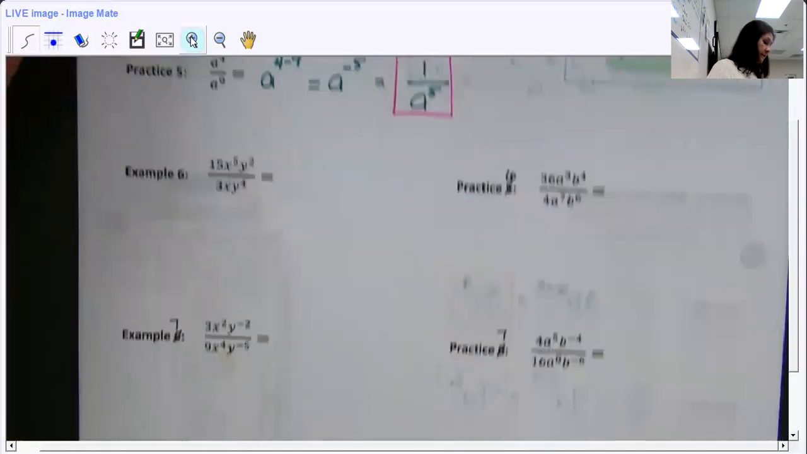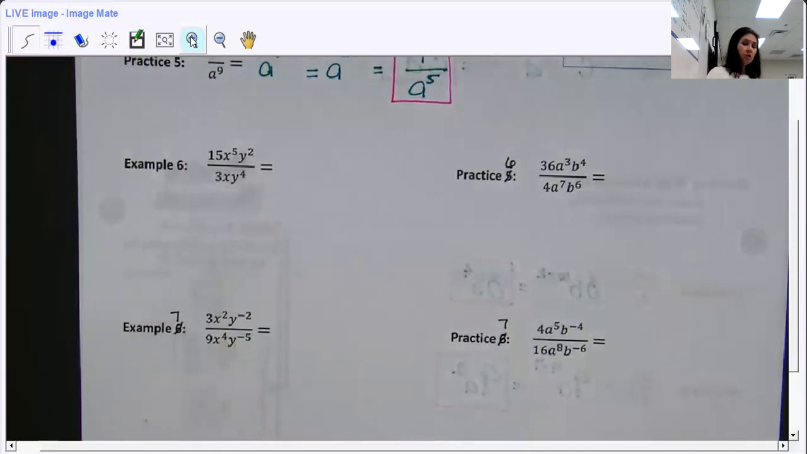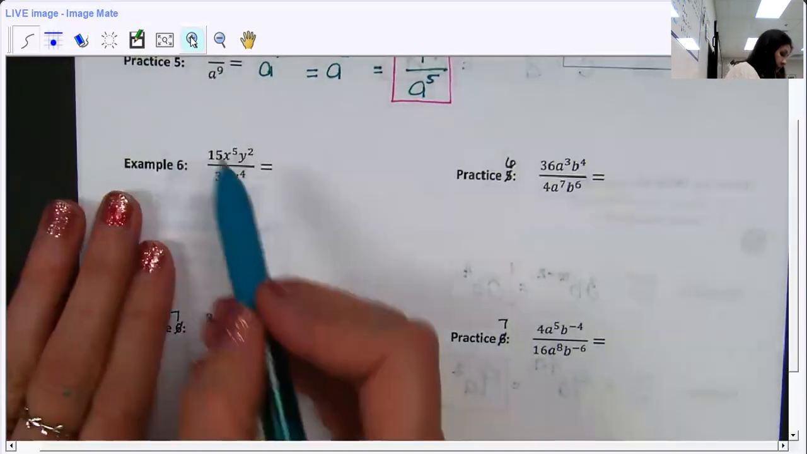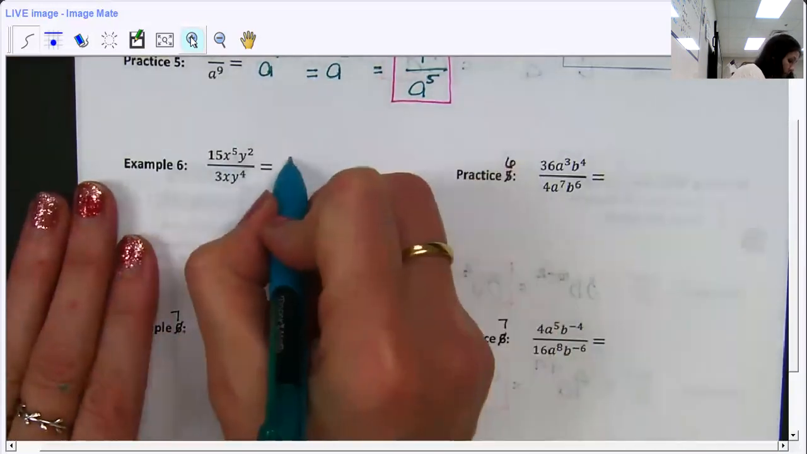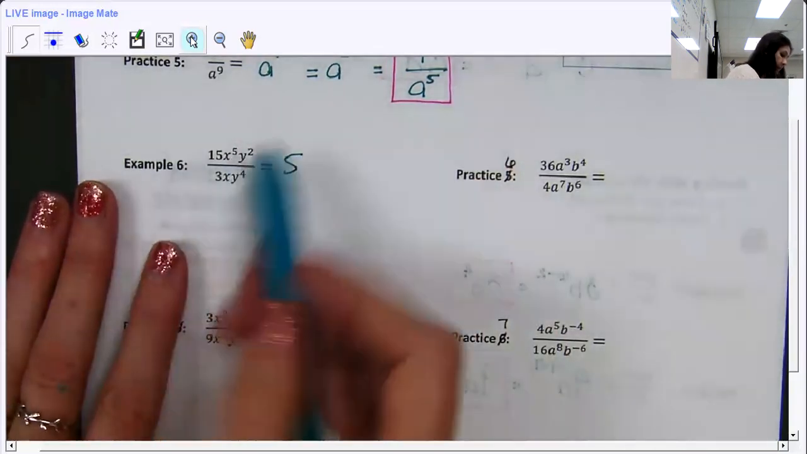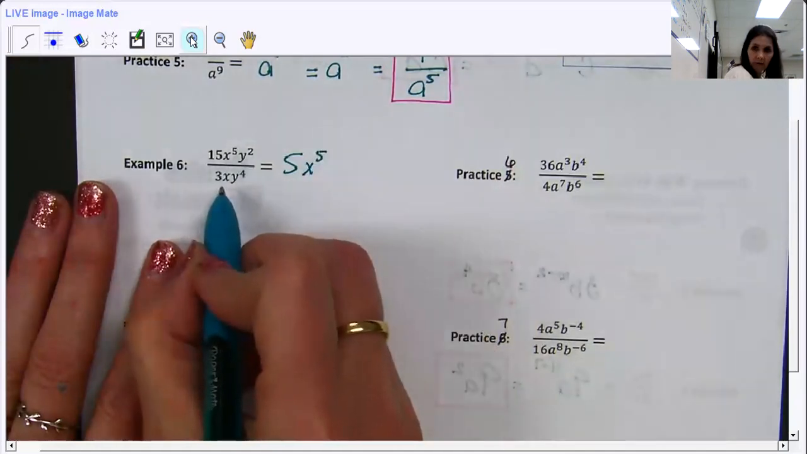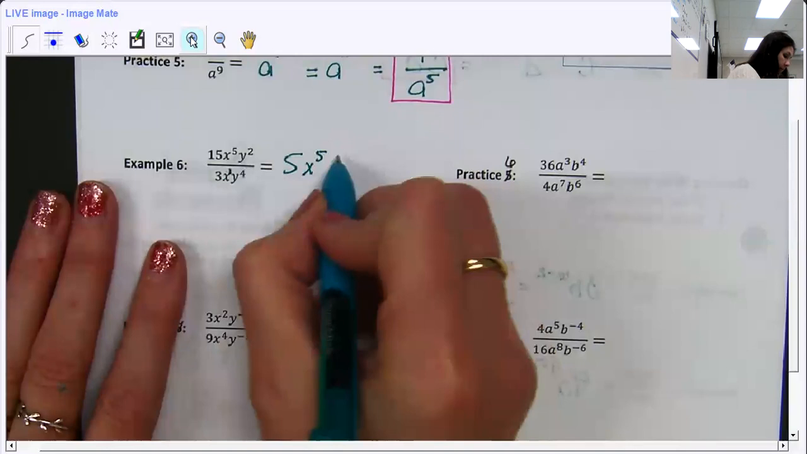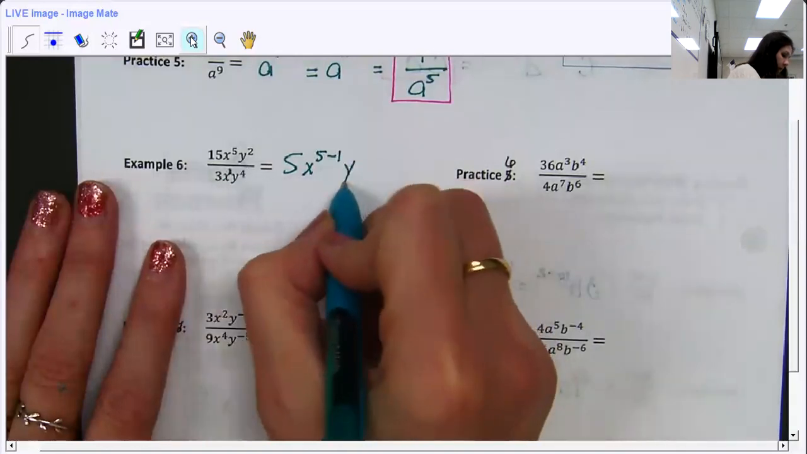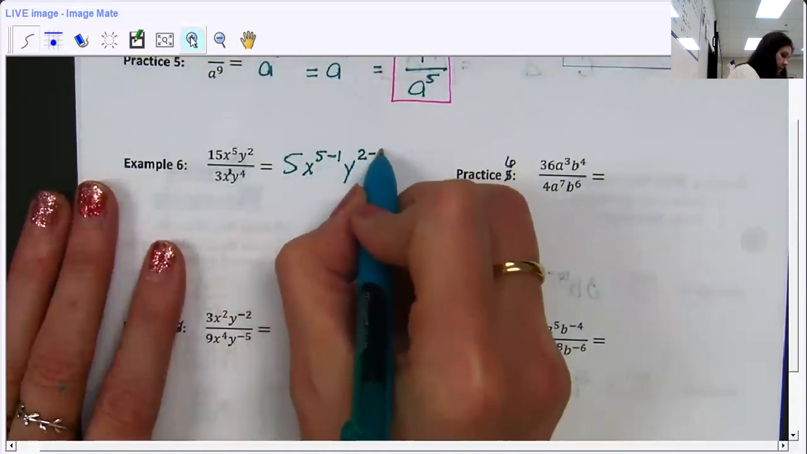We'll move on to example 6. So this is just more practice. The difference is that sometimes you're going to have negative exponents and you're going to have to move them around. So let's see what example 6 gives us. We start with 15 divided by 3 and we get 5. And then we have x to the power of 5 minus x to the power of 1. Remember, we just don't write that there, so minus 1. And then y to the power of 2 minus 4.